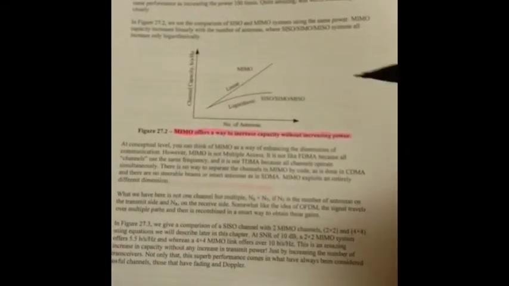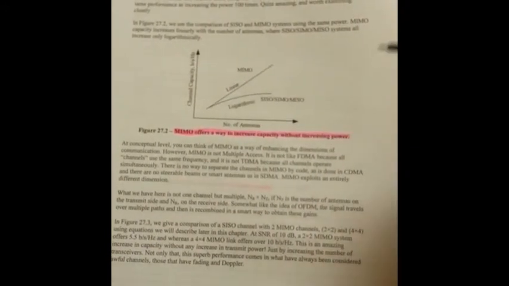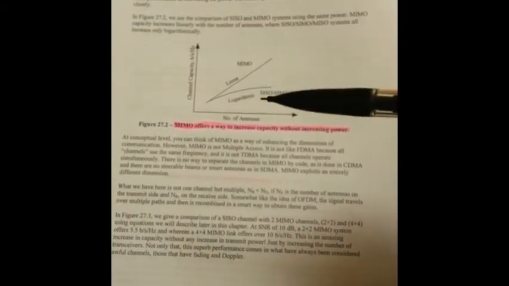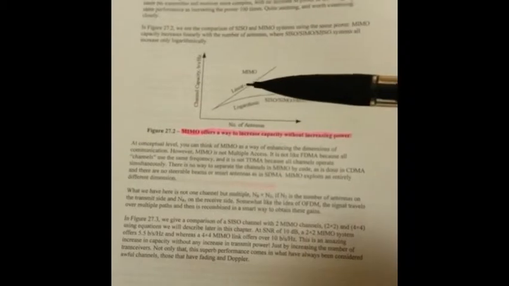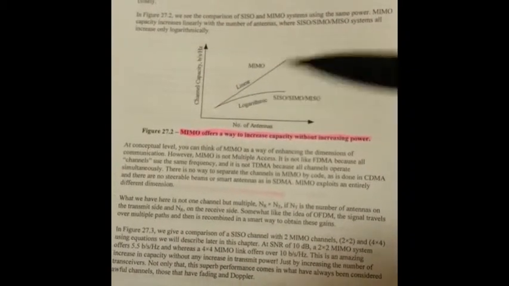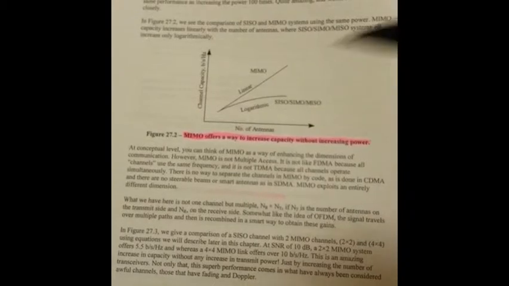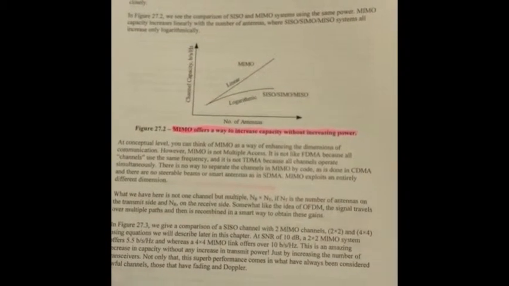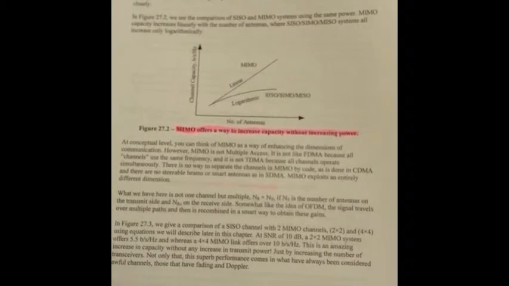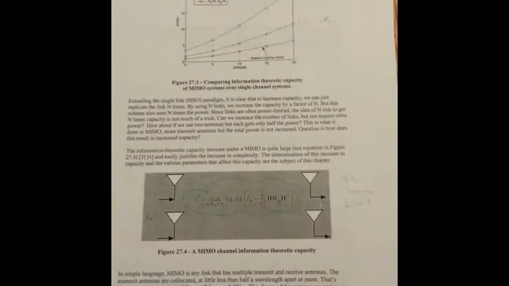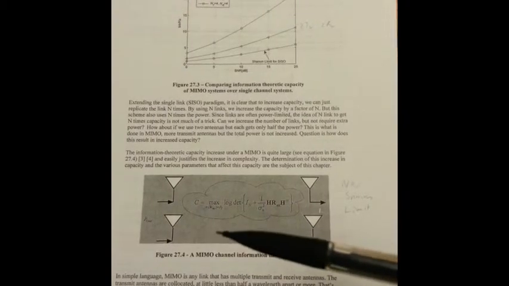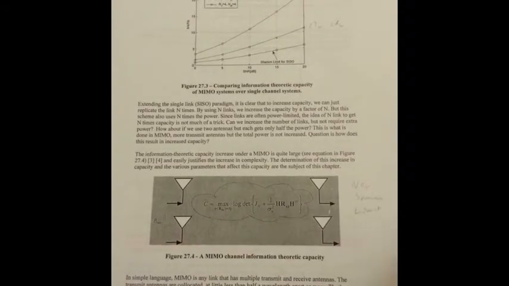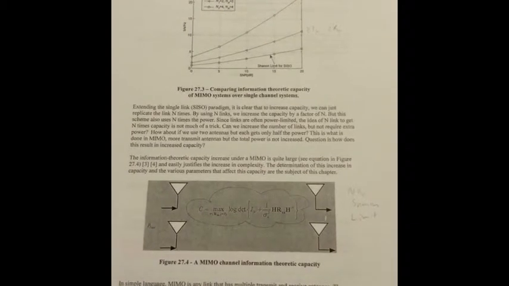MIMO, in this graph, allows you to just increase your number of antennas, and you can increase the channel capacity as bits per hertz. So this is good, because before, with single input, single output, we would need a lot of power to increase our capacity. There's kind of a new Shannon's limit when you're talking about multiple input, multiple output, and this is another new rule, and it allows you to get a much higher bits per hertz when you increase the number of antennas, as opposed to just increasing power enormously.